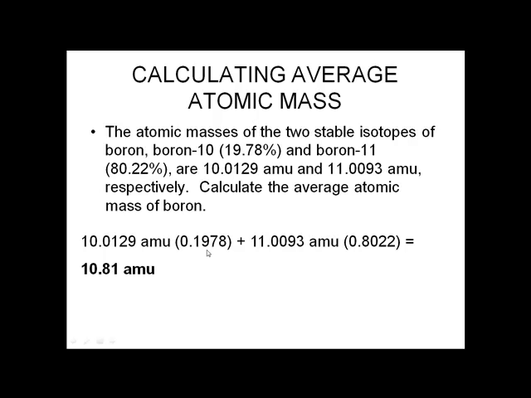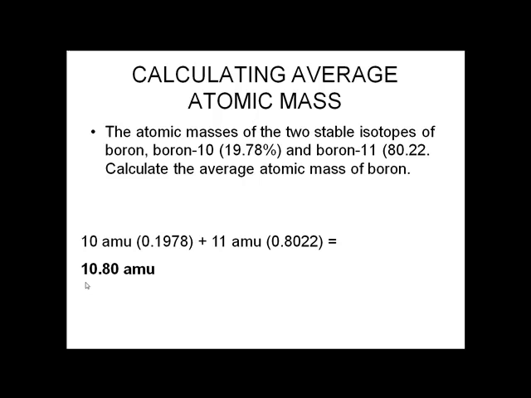Instead of just taking the two and adding them up and dividing by 2, or just our regular average, what we're going to do is use the percentage that each one is in abundance. All we do is we take our percent abundance, turn it from a percent back into a decimal, and then multiply it by the mass. Put them together, just add them, and that's how we get our average atomic mass in atomic mass units. So for boron, it's 10.81.